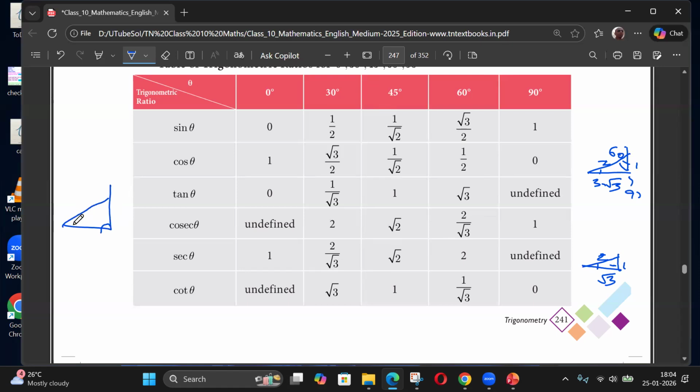This is 90. So this is 45. This is also 45. Okay. 90 minus 45 is 45. So this is 1. This is 1. This will be root 2, by Pythagoras theorem.